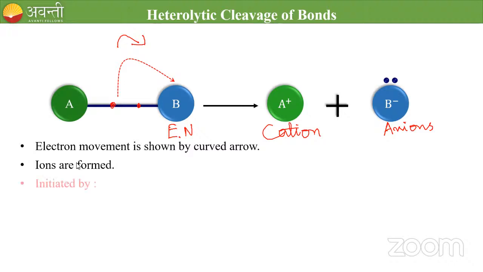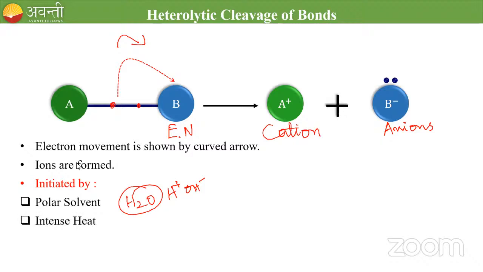And this type of cleavage is initiated by a polar solvent. Number one is a polar solvent. Polar solvent means water. Water is a polar solvent, right? In water we have H plus and OH minus ions. So it is initiated by a polar solvent. And if you give heat also, this type of ions can be formed, but it is a very rare case. If you use any polar solvent, you can get the cations and anions.